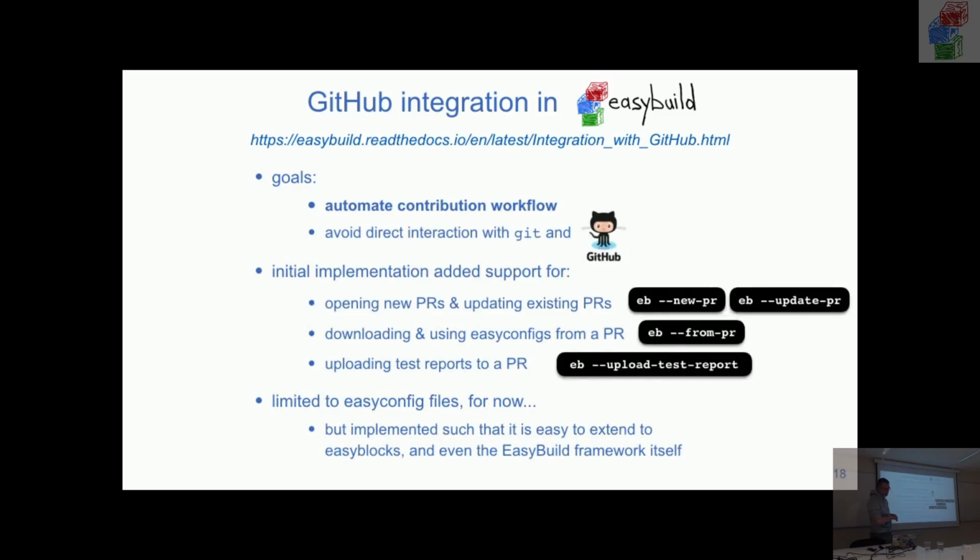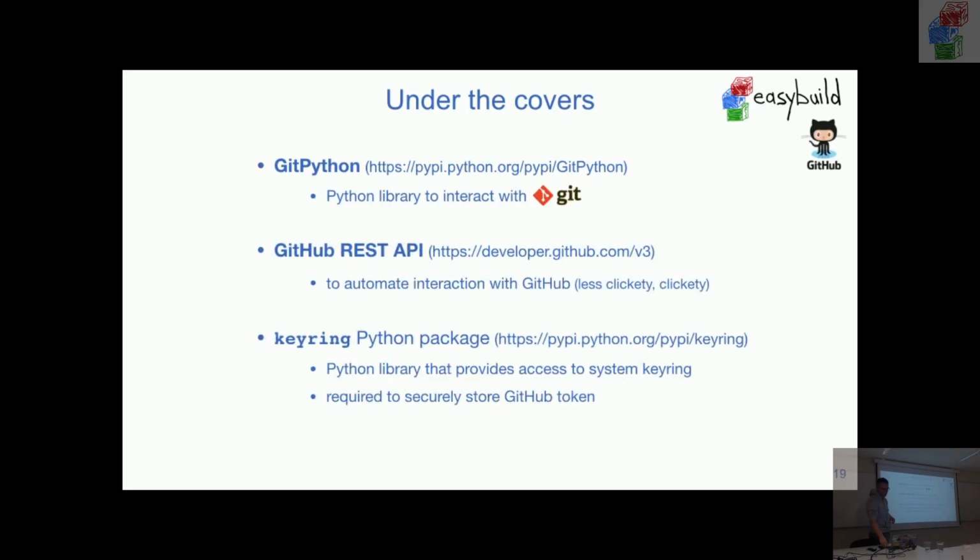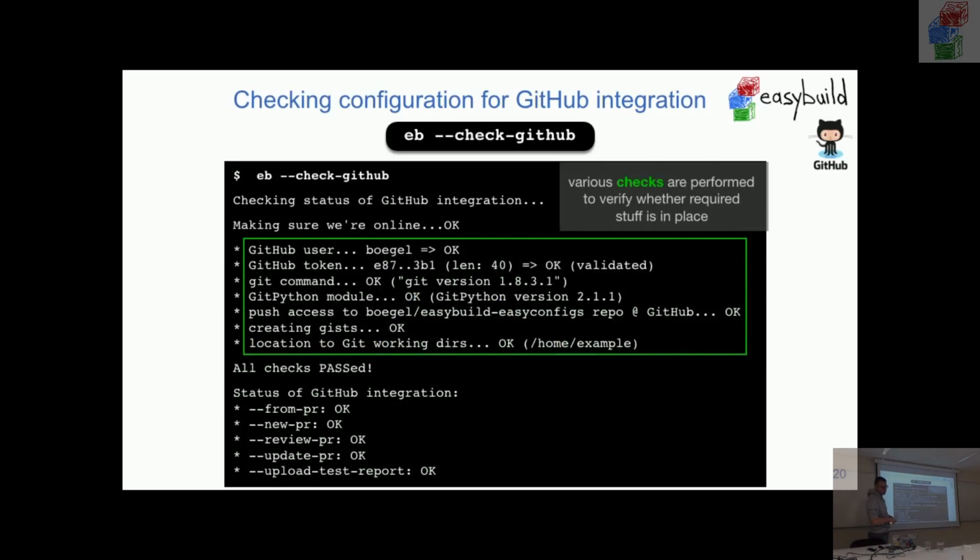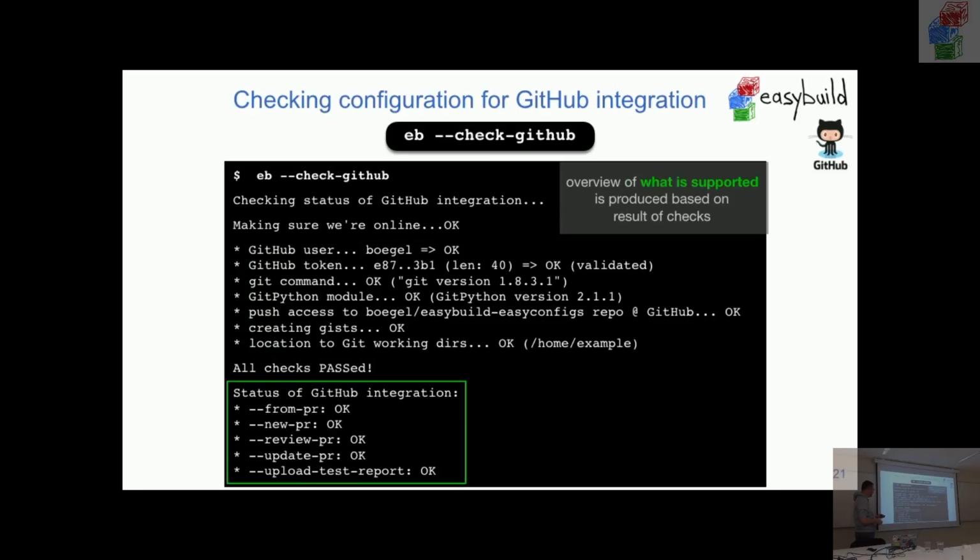we were talking about the GitHub integration that we have in EasyBuild to automate the workflow of contributing back. There's some stuff under the covers. There's this check GitHub option that we found out the hard way that we really need to make sure that people have things configured correctly, that the GitHub token is in place, that GitPython is there, that you actually have a fork to push to, that the pushing works with the token you give it, and so on. So based on the checks it does here, it will tell you what is supported.